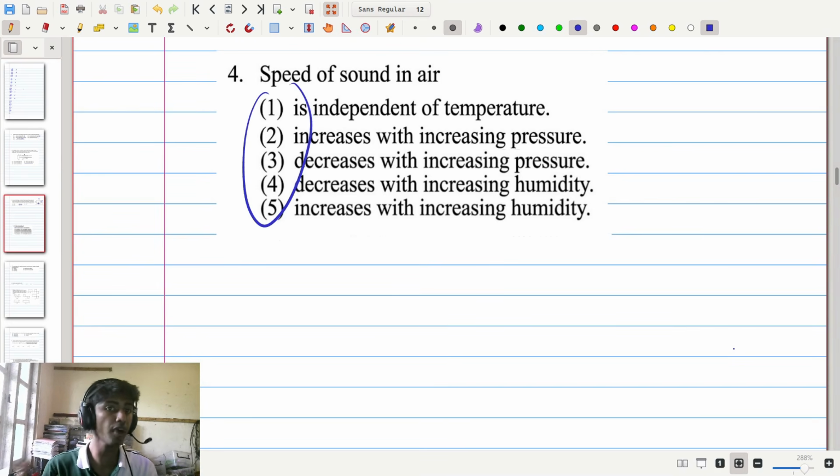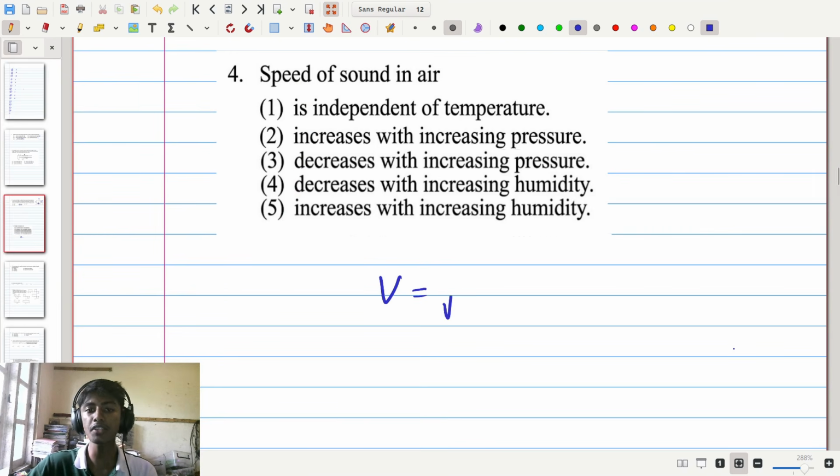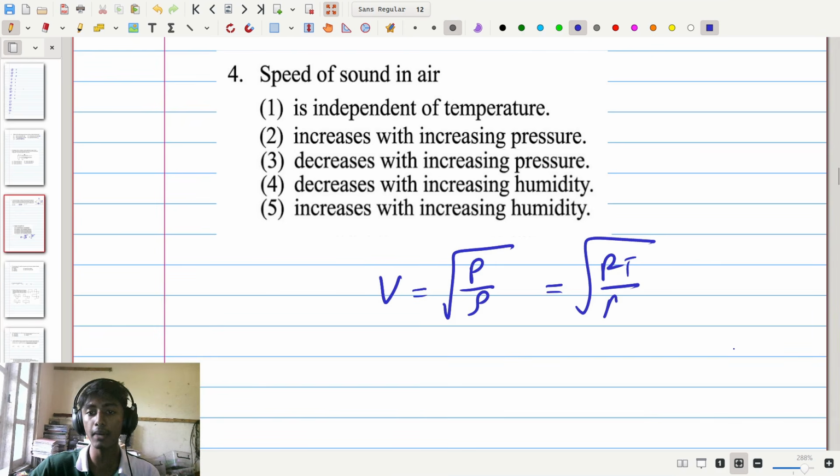And out of these 5 answers, one of them is correct. Now in order to answer this question, we need to know that the speed of sound in air V is given by 2 formulae. One which is equal to the square root of P over rho, where P is pressure and rho is density, and the other one where the velocity of sound is equal to the square root of RT over capital M, where R is the ideal gas constant, T is thermodynamic temperature, and capital M is the average molar mass of the gas.